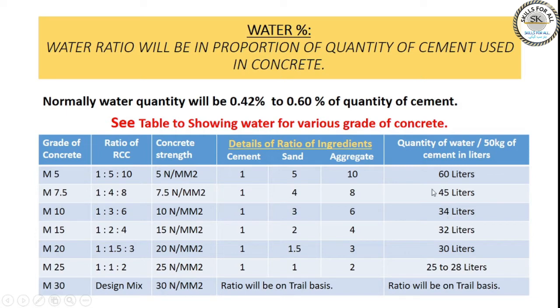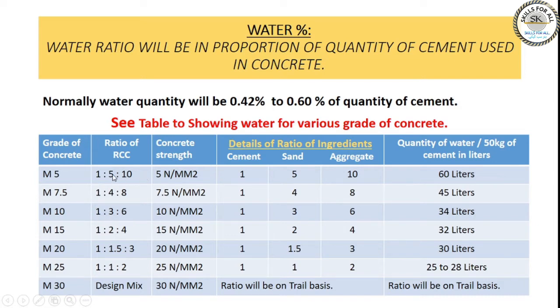As you notice here, as the strength of the concrete is increasing, the ratio of water is going down. This is the reason why: the less water there is, the stronger the concrete will be, and the cement quantity is increasing gradually.